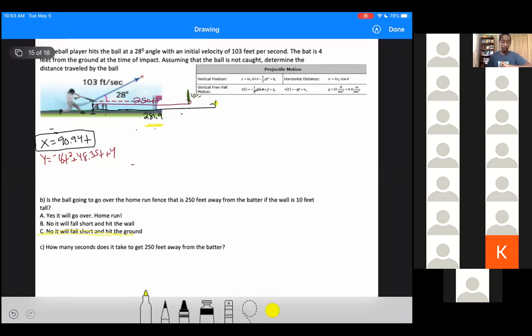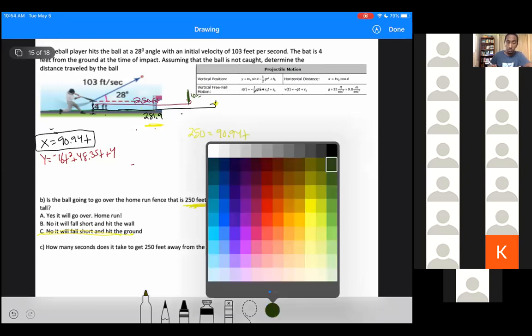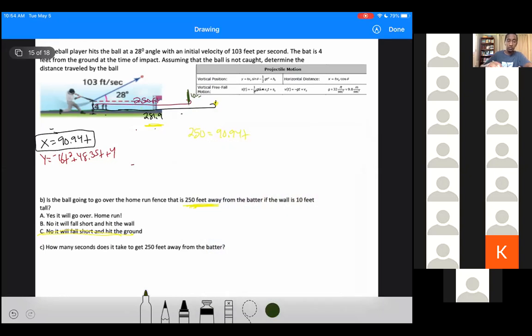So what we can do here is use the distance, the amount of feet that it is away, and plug that in for X because that's horizontal distance, okay? So it's going to be 250 equals 90.94 T. Let me change the color. I'm not sure if y'all can see that color. 250 equals 90.94 T because 250 is horizontal distance. And we're going to solve for T. That's going to tell us how much time it takes for the ball to get 250 feet away. So we're going to divide by 90.94.